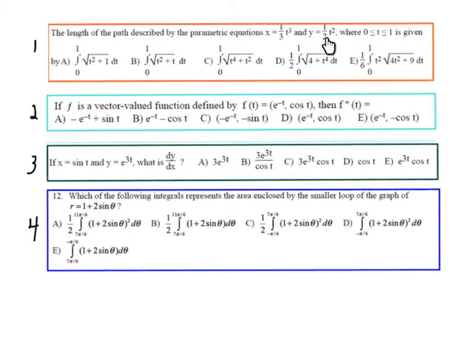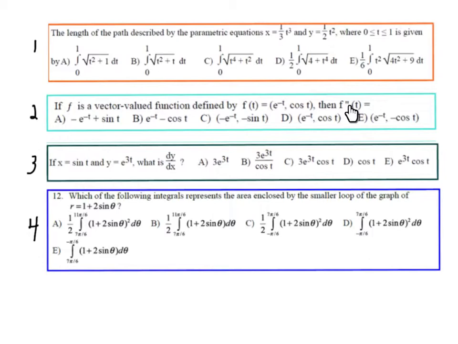If f is a vector-valued function defined by those two, find the second derivative. So again, this could be representative of acceleration. So think about your vector notation and how you would do that.